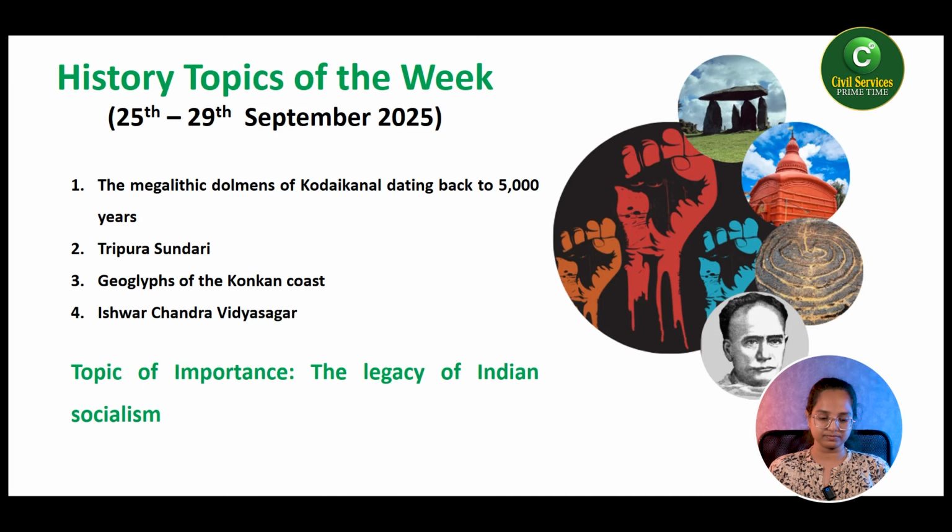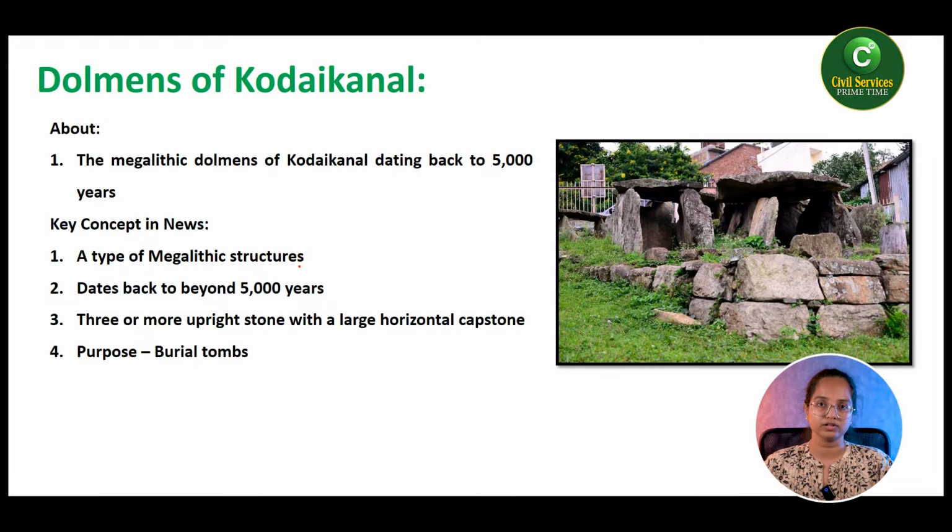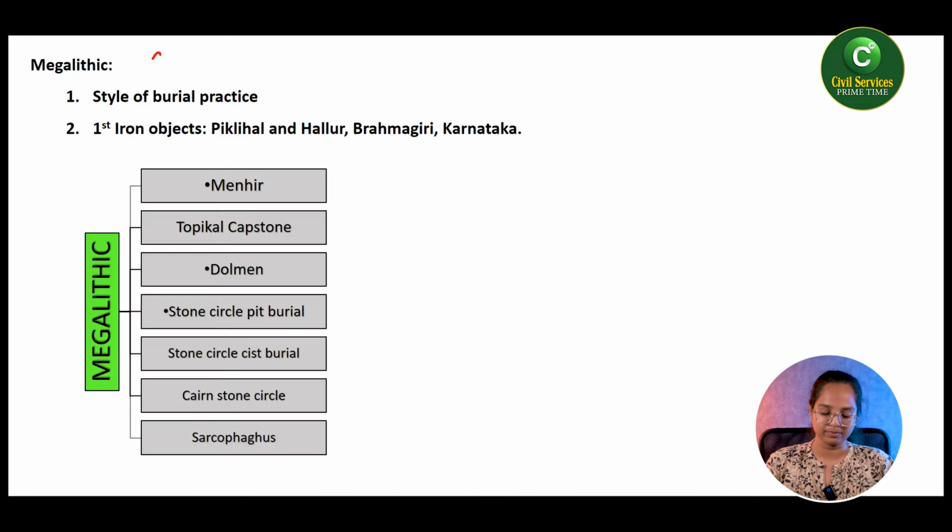Now let us start. So the first one is Dolmens of Kodaikanal. It was in news because the prehistoric megalithic dolmens dating back 5,000 years are rapidly disappearing due to negligence, urbanization and vegetation overgrowth. Dolmens are a type of megalithic structure where 3 or more upright stones are placed with a large horizontal capstone on top. The main purpose of this is burial tombs.